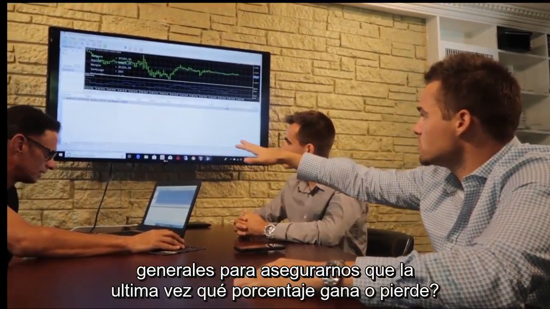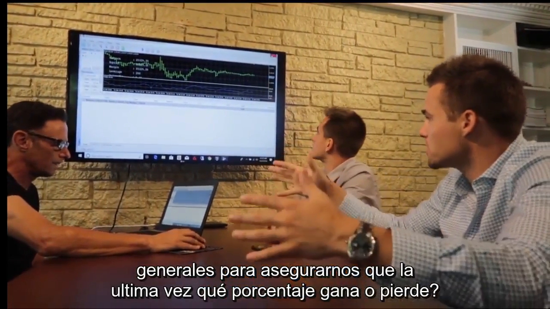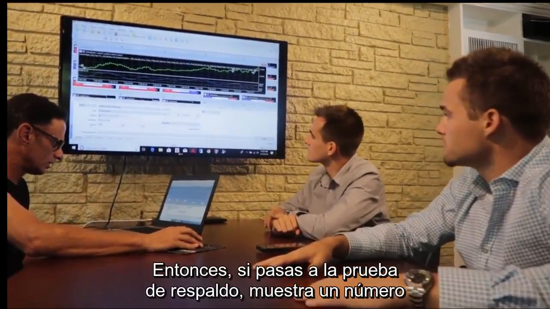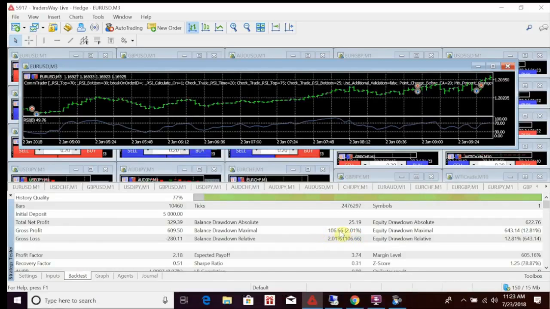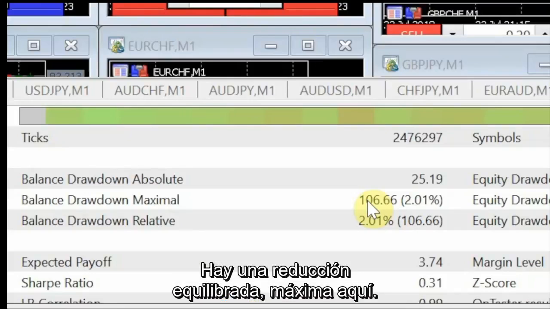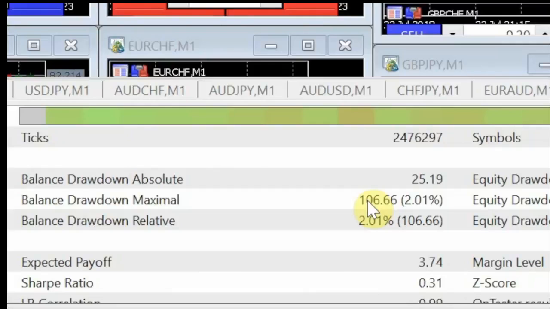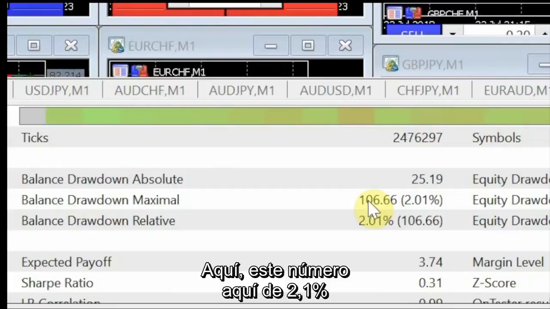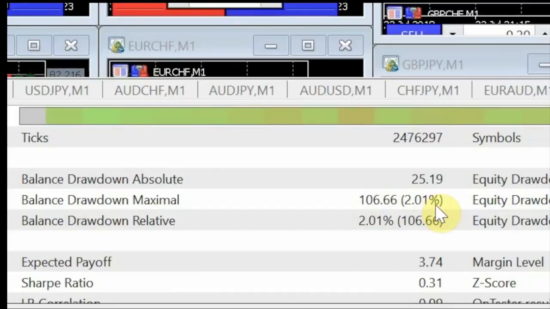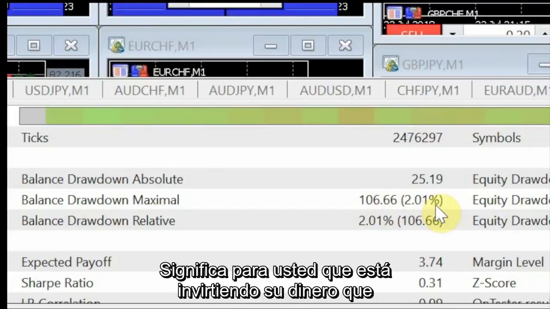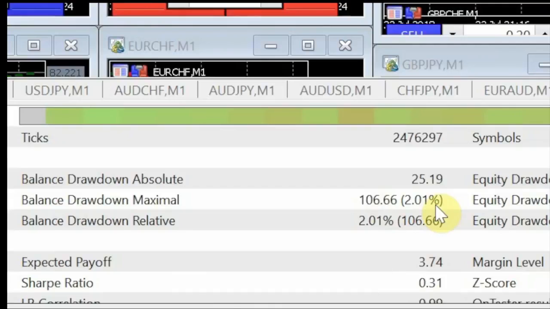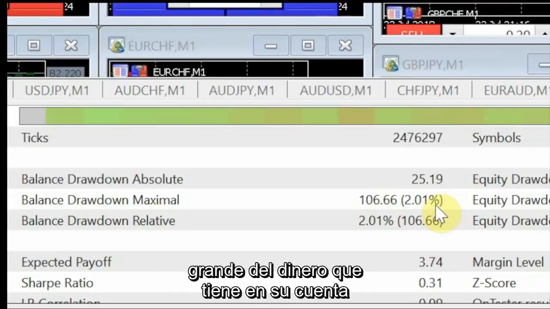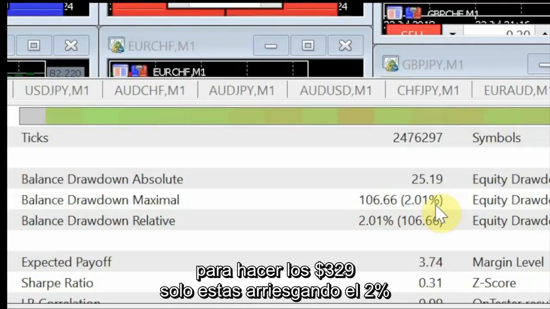So can we also see the overall statistics? I know you showed me last time how many percentage wins versus losses. Absolutely. So if you go into the back test, it shows. This is the number that's most impressive to me: the balanced drawdown maximal right here. This number right here, 2.1%. What that means to you as someone who's trading your money is that it was only risking 2% of your money in order to make this. So you weren't risking a huge percentage of the money that you have in your account in order to make the $329.